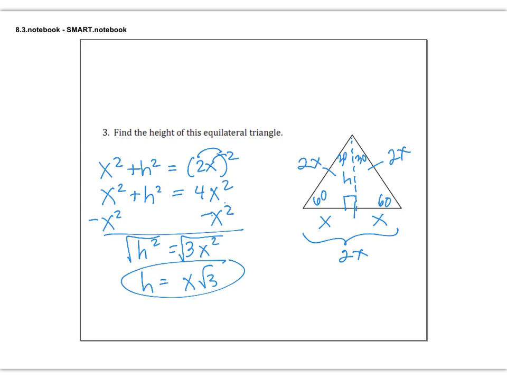Now here's what we just figured out. Take a close look at the 30, 60, 90 triangle. So this is 30, this is 60, this is 90. What we have is this side is x. The hypotenuse is double, or 2x, and what we just figured out is the height would be x times root 3. And this is true for all 30, 60, 90 triangles. They will all have that same ratio.